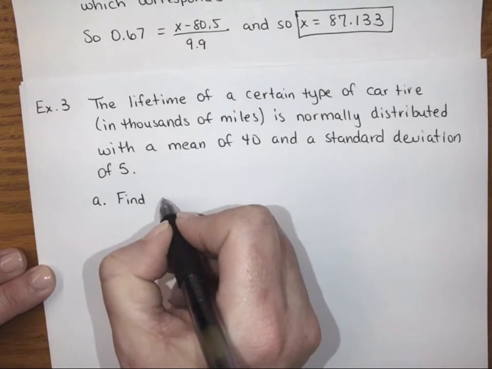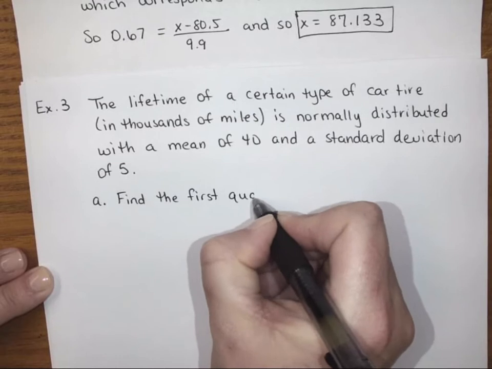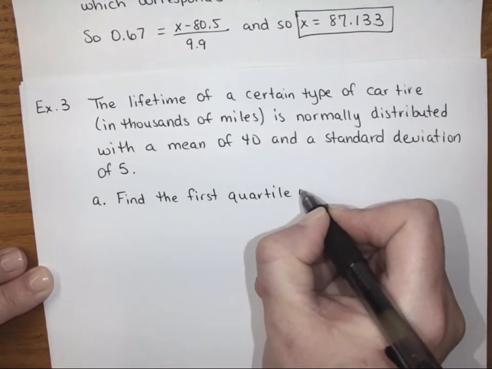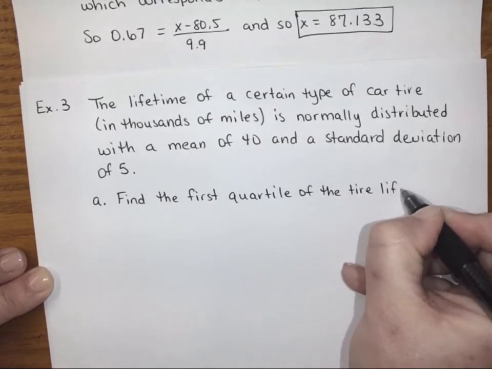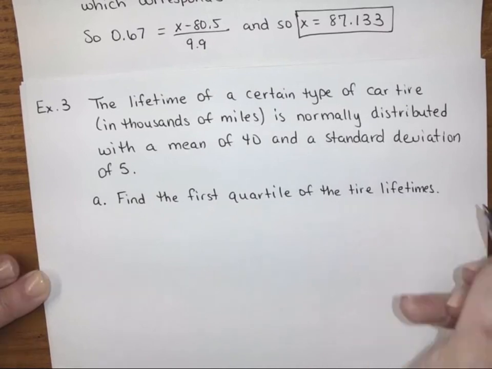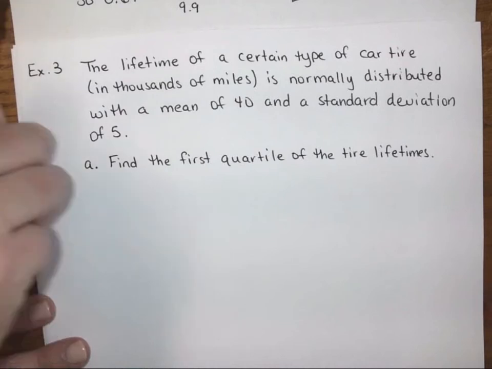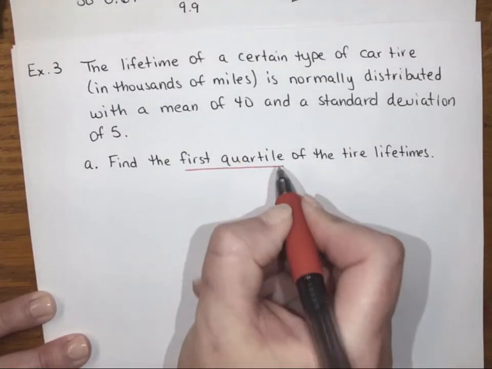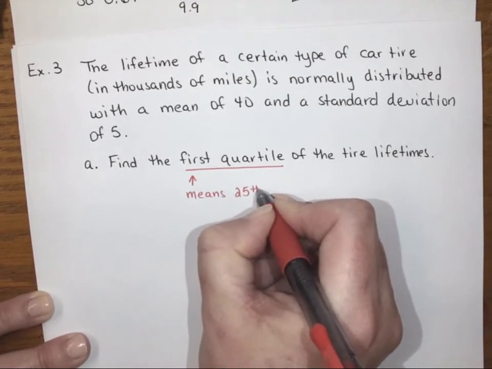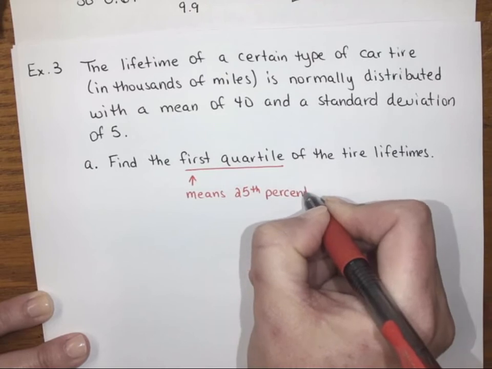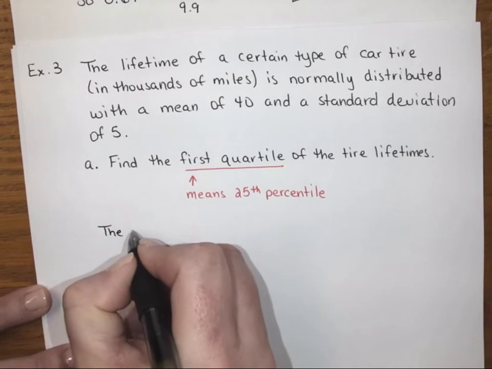Okay, all right, so for the first question for this one, I want you to find the first quartile for tire lifetimes. Now, if you're in the first quartile, here you're really unhappy, right? If you're in the first quartile, that means you had the lowest tire life, but you paid the same price as everybody else, so you're probably not so happy. So when you see the first quartile, we need to know that that means 25th percentile. So we want to find the closest value to 0.25.